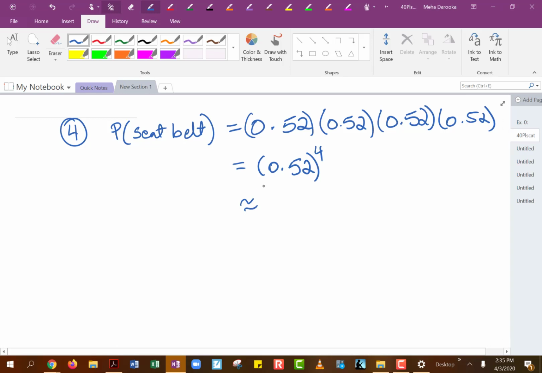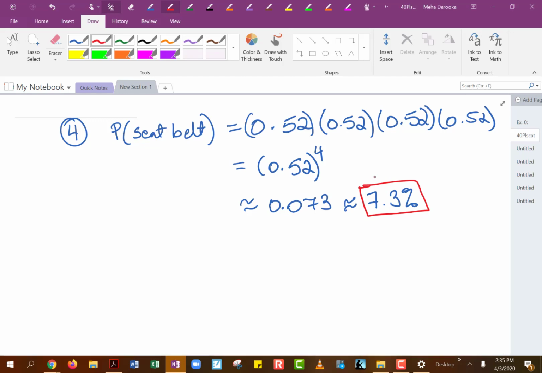So that would come out to be, rounding it to 3 decimal places, approximately 0.073, which, if we convert this back into percents, is approximately 7.3%. So I hope you can kind of see how these independent event probabilities work out.